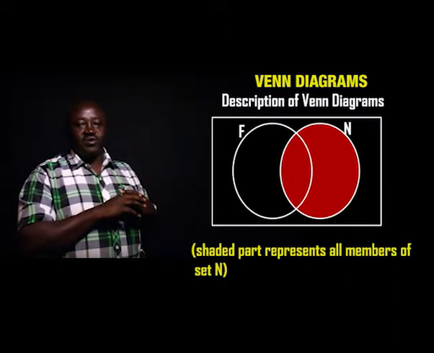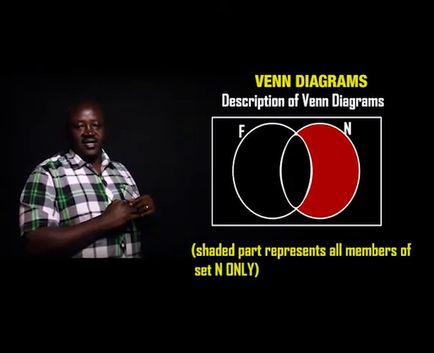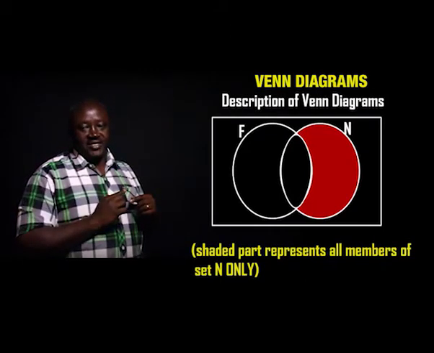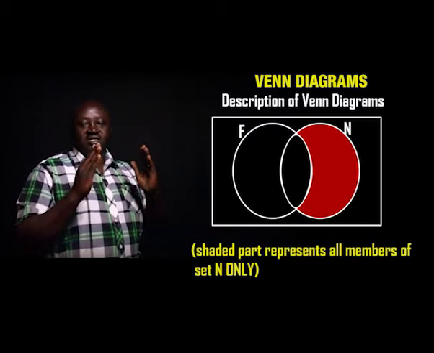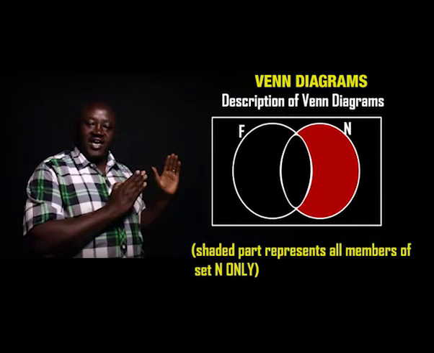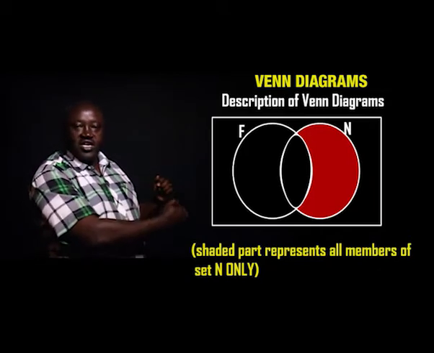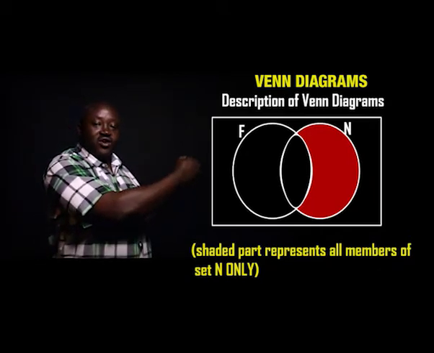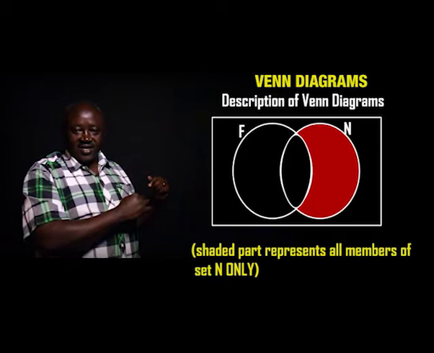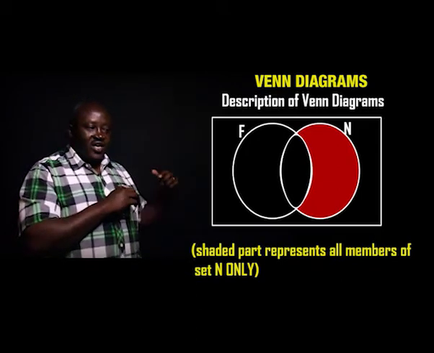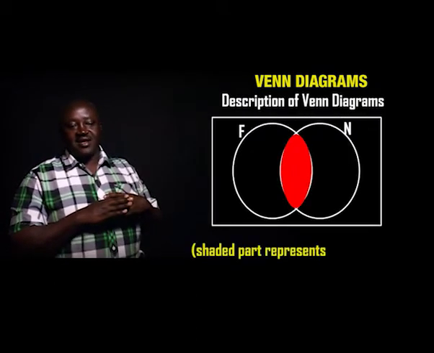The fourth example, you can have set N only. That word only is very important. It means that people who are in only N do not at all participate in F. So the word only is very important. That's why when we come to shading here, we are shading only the part of N which does not include F at all.